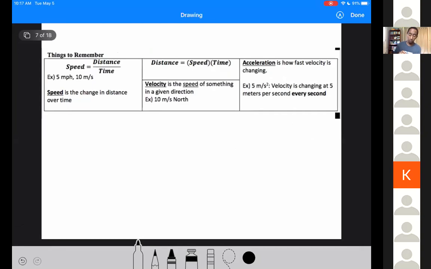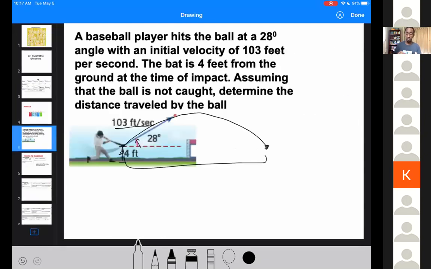Velocity, we're kind of going through some recap here. Velocity is the speed of something in a given direction. So when we include a direction component, then it becomes velocity. In this case, it says this is a velocity of 103 feet per second. 103 feet per second is a speed, but then it's a velocity because you have the angle measurement of 28, which includes that component of direction. So therefore, it's a velocity.